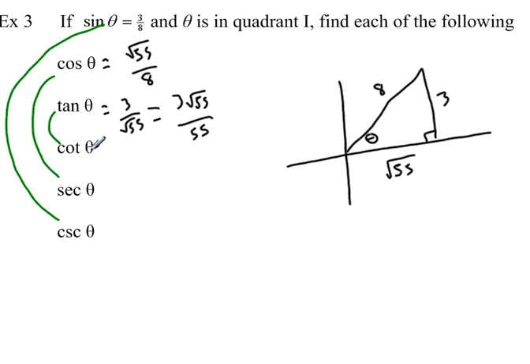Now our next three answers are going to be reciprocals of what we have before. So let's come up with those. Cotangent, here's a case where this is easier to work with. Take the reciprocal of this, we get square root of 55 over 3. Secant is going to be 8 over square root of 55, which can also be written as 8 root 55 over 55. And cosecant is 8 over 3. Again, if you have the diagram, this problem is relatively easy.